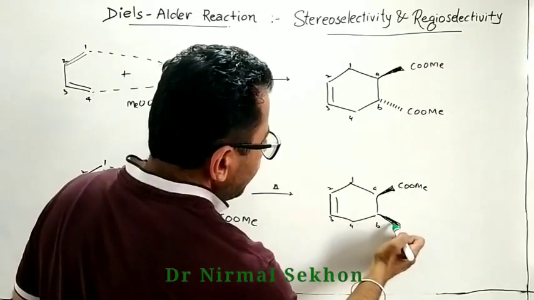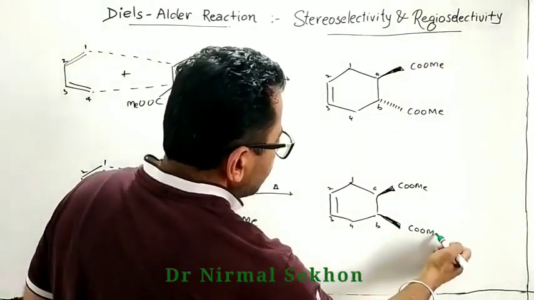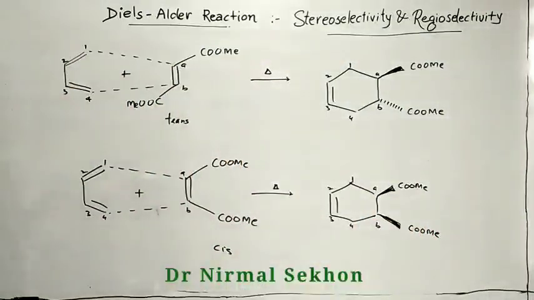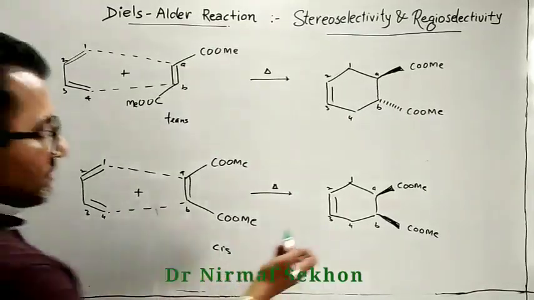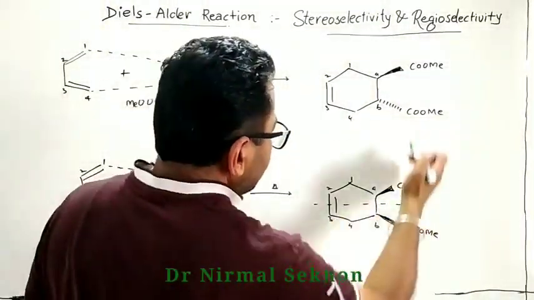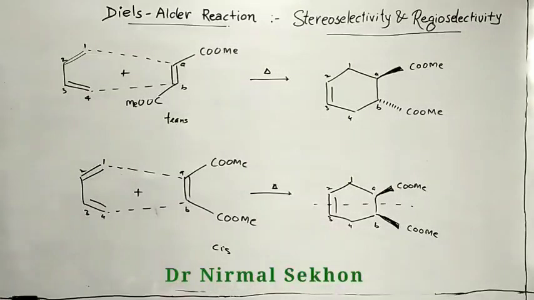Either both are above the plane or both are below the plane. So this compound is your meso compound. That will form a racemic mixture. So trans gives trans, cis gives cis. You can say this is basically a syn addition.